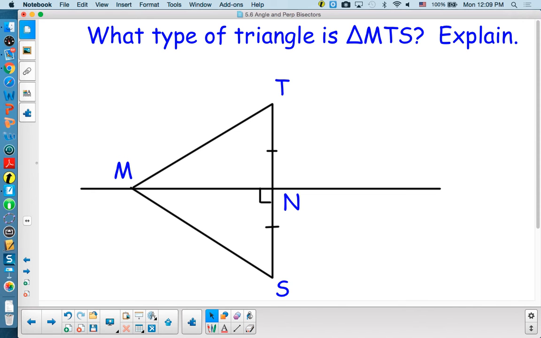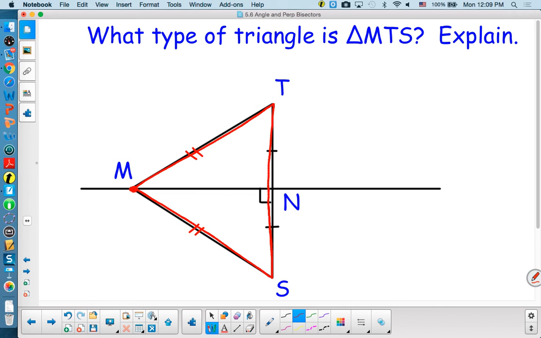Okay, if you apply the perpendicular bisector theorem, M is a point that is on the perpendicular bisector of MN. So MT and MS would be the same length because M is going to be equidistant from T and S. Now if you look at the markings on the great big triangle, you've got two sides that are the same length, and then the TS is different. So a triangle with only two sides congruent would be called isosceles. So it's isosceles.